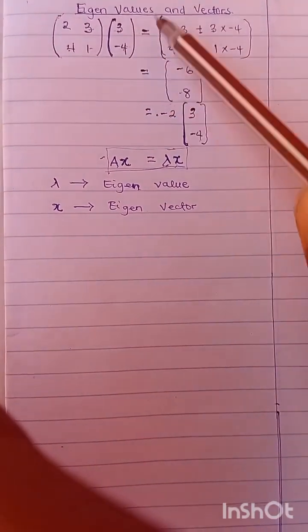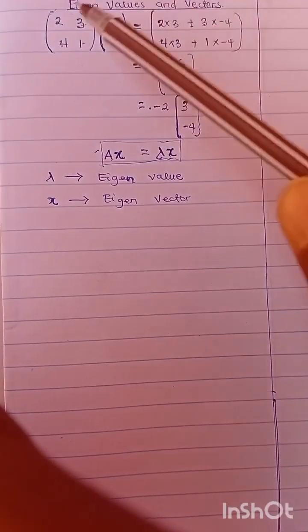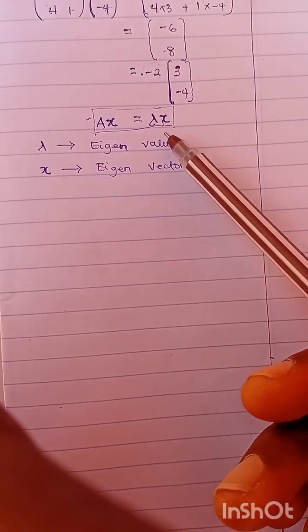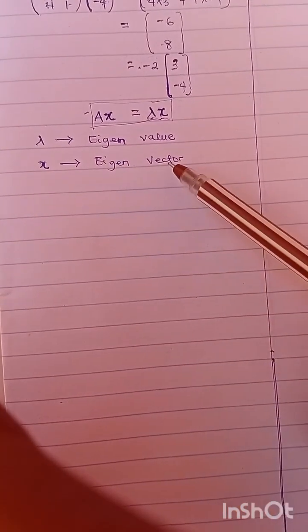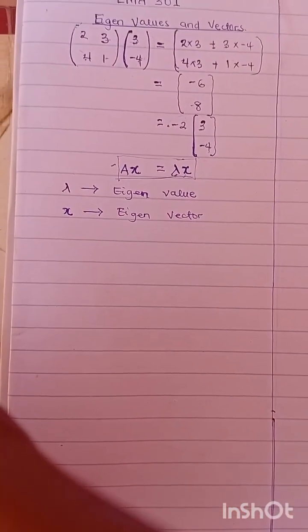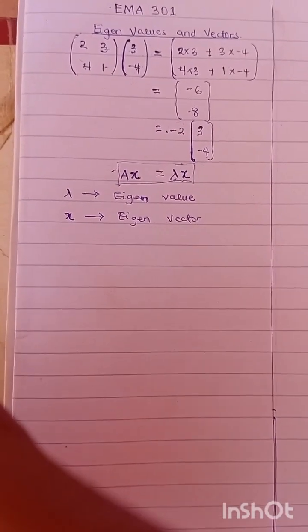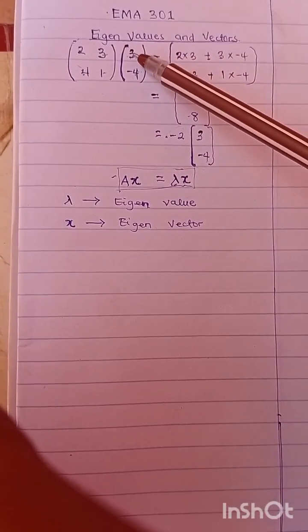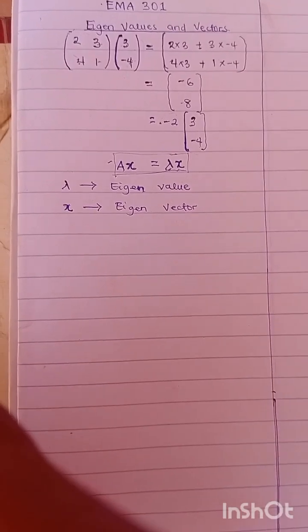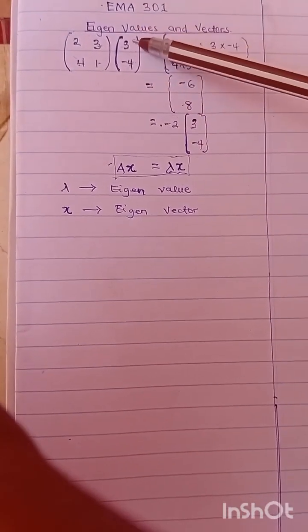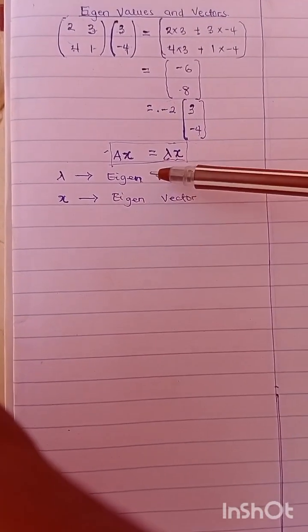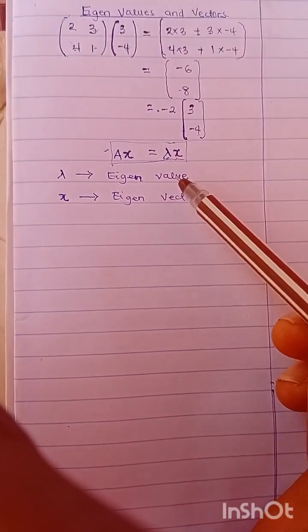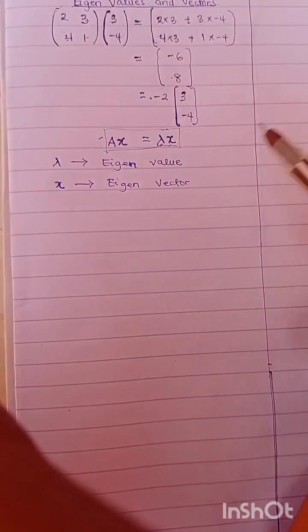So for special occasions like this, where you have this and this, lambda becomes the eigenvalue corresponding to an eigenvector. What we just did here is the reverse of what you are expected to do. Most of the time you're expected to look for the vector (3, -4), and also possibly the eigenvalue. So you'll be expected to find the eigenvalue and also the eigenvector most of the time.